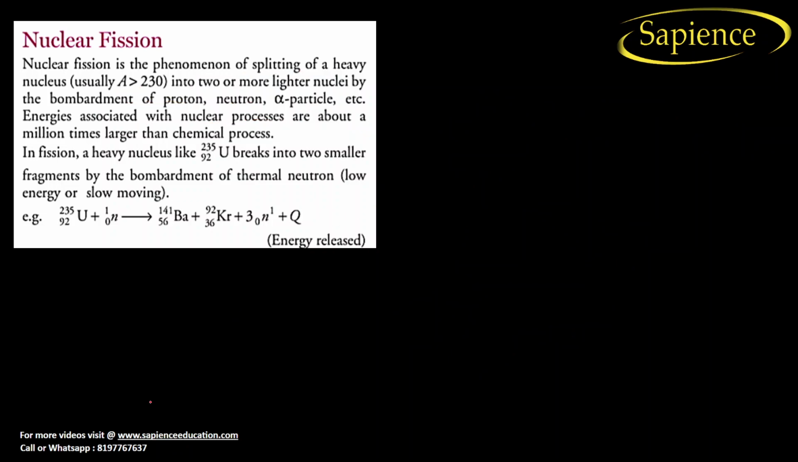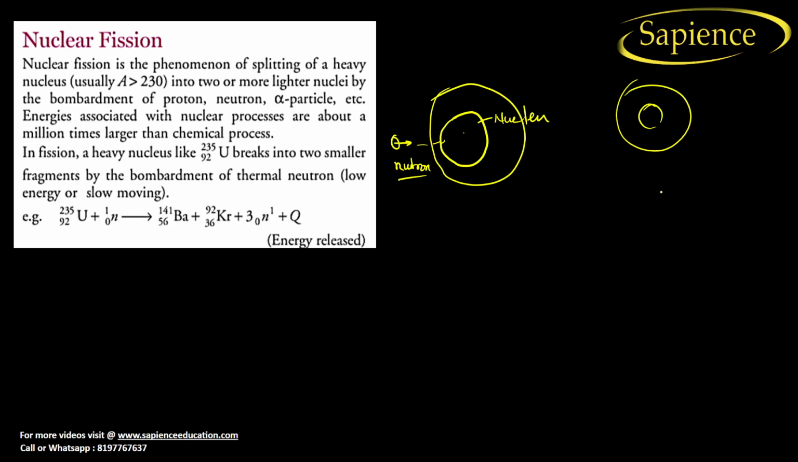Now let us understand here there is a heavy nucleus, and when there is a slow bombardment of neutron, what will happen? It will strike the nucleus part, right? This is an atom and this is the nucleus part. So when the neutron slowly strikes, it will break into two parts, and this fundamental process is considered the nuclear fission process. We can say that splitting of a heavy nucleus into two lighter nuclei is considered nuclear fission.